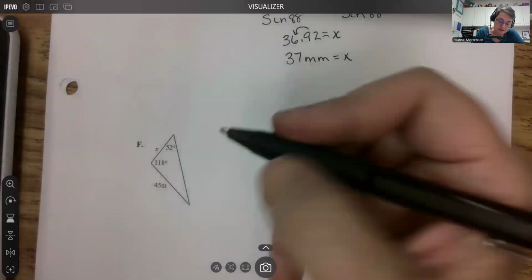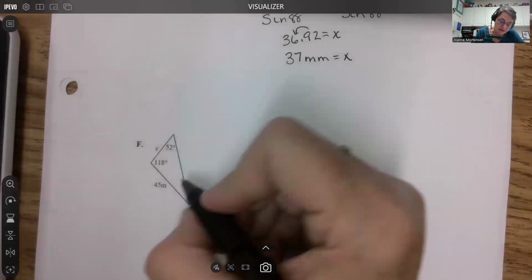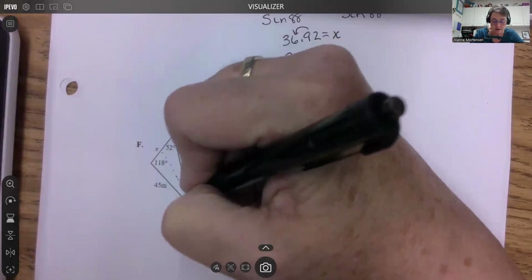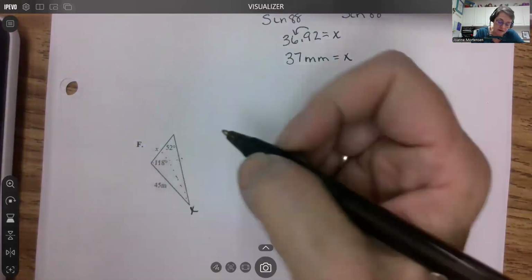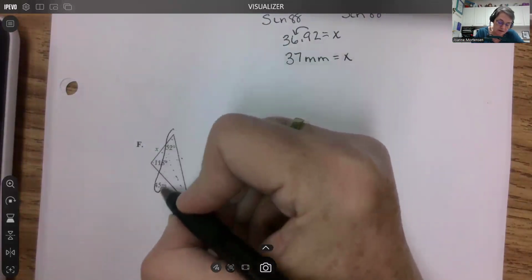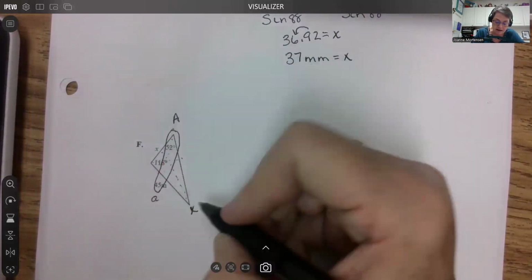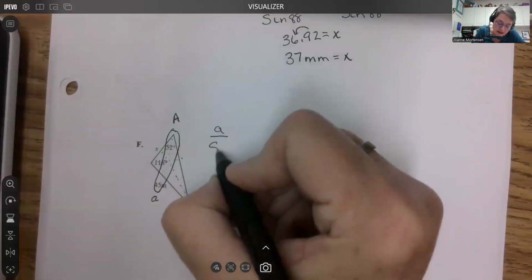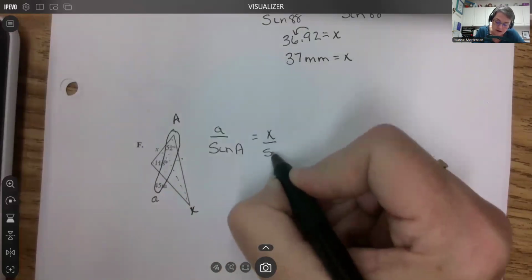Oh, we're still looking for x. Okay. This triangle is kind of crazy. My opposite side, so 118 is over here. And then this is the one. This is my matching pair. I shall call it A, and I shall call that little A. And that's x and x. So A over sine A is equal to x over sine x.